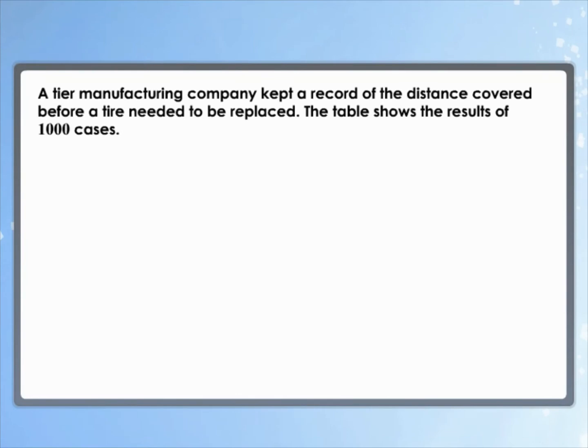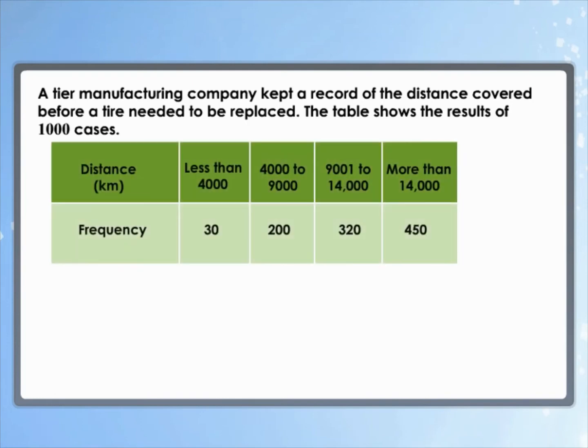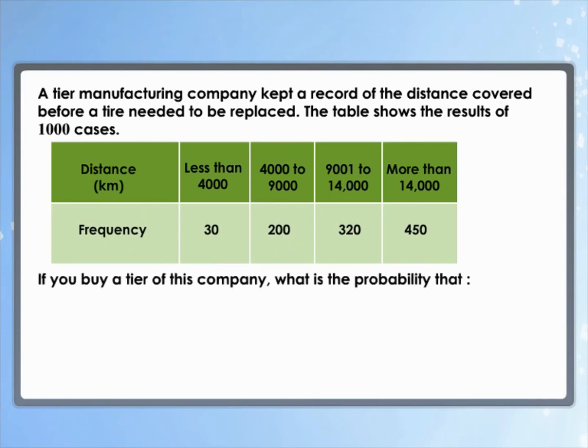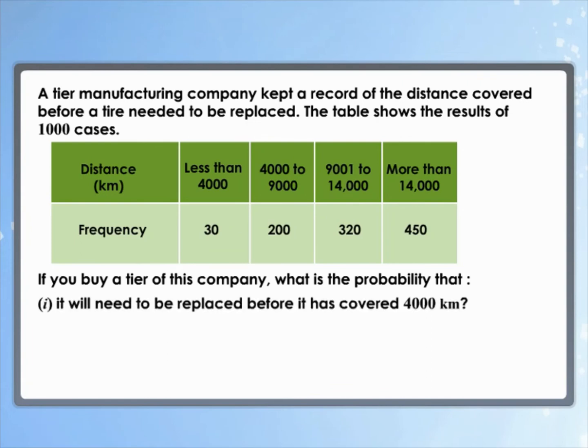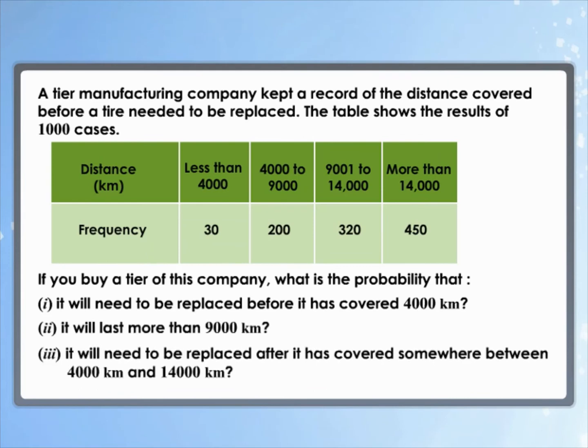Consider the following problem. A tire manufacturing company kept a record of the distance covered before a tire needed to be replaced. The table shows the results of 1,000 cases. If you buy a tire of this company, what is the probability that it will need to be replaced before it has covered 4,000 kilometers? It will last more than 9,000 kilometers. It will need to be replaced after it has covered somewhere between 4,000 kilometers and 14,000 kilometers.